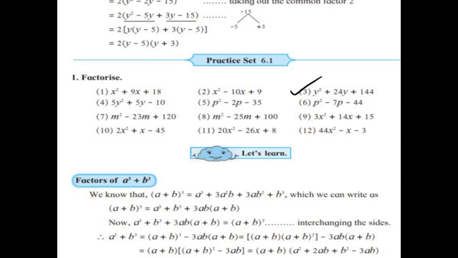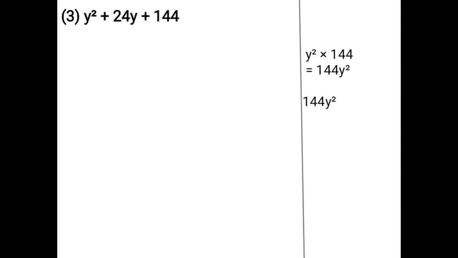y square plus 24y plus 144. All the sums are the same. We'll do it directly now. First you have to show the working column. First multiply the first term and third term, that is y square into 144 is 144y square. After that you have to write all the factors of 144y square.